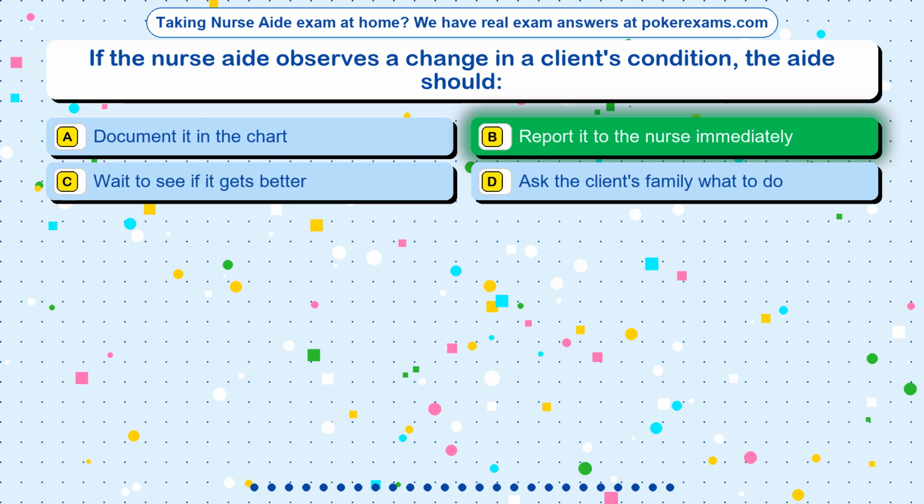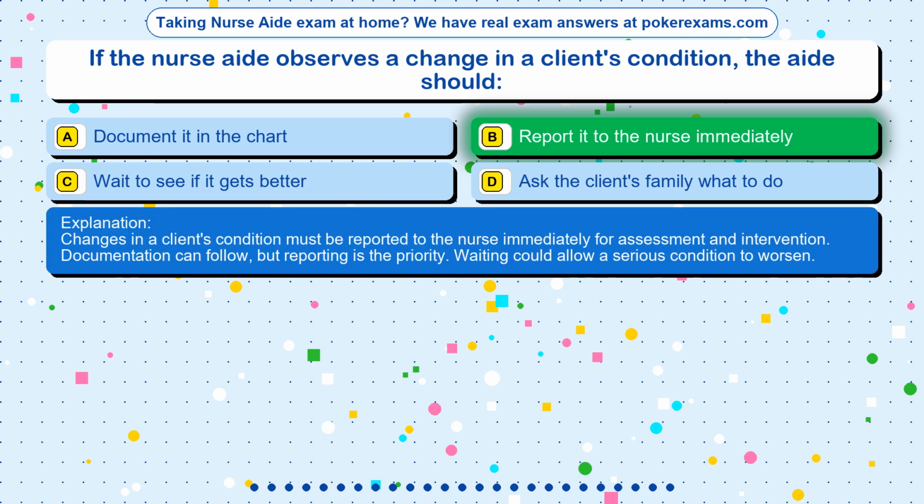The correct answer is option B, report it to the nurse immediately. Changes in a client's condition must be reported to the nurse immediately for assessment and intervention. Documentation can follow, but reporting is the priority. Waiting could allow a serious condition to worsen.